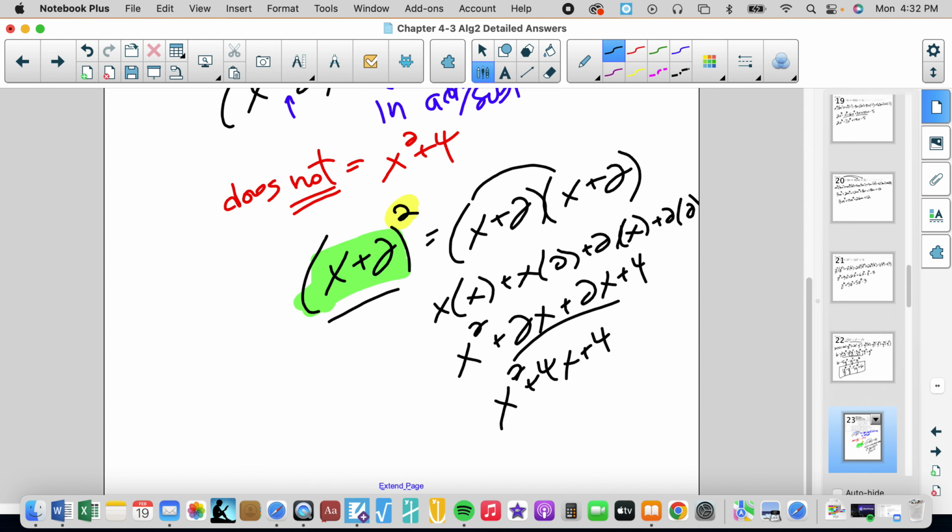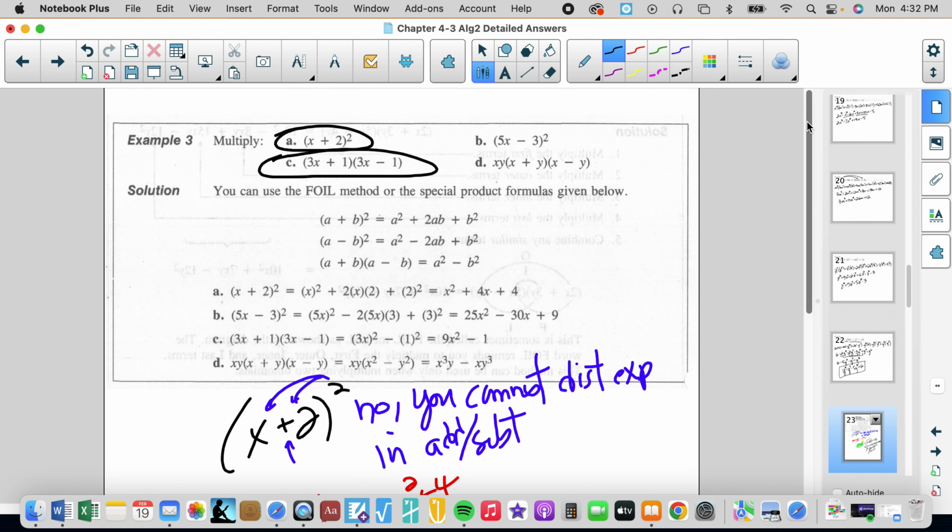Now, multiplying binomial squares has a template, and conjugates also have a template. Depending on what your A and B are, your first is always going to be A squared. Your B is always going to be B squared. And then your middle term is going to be 2 times A times B.